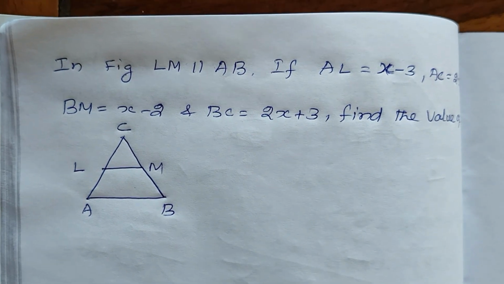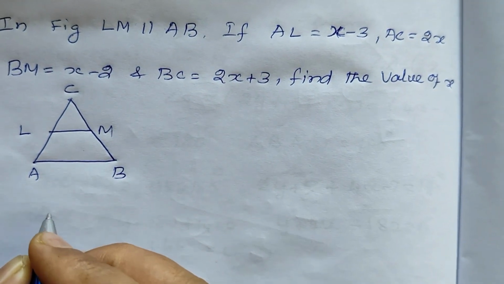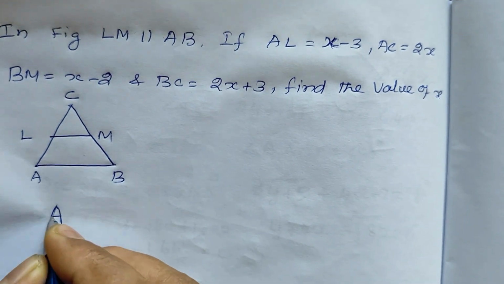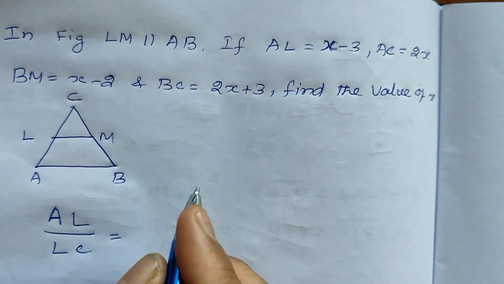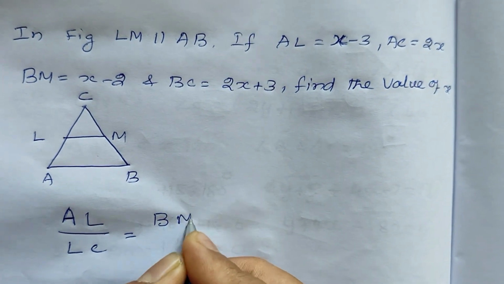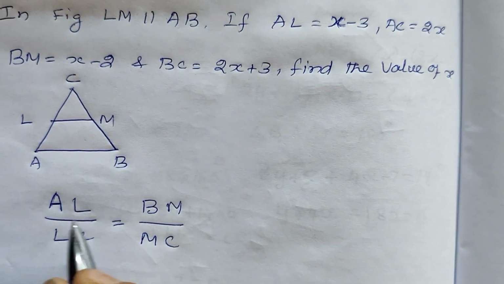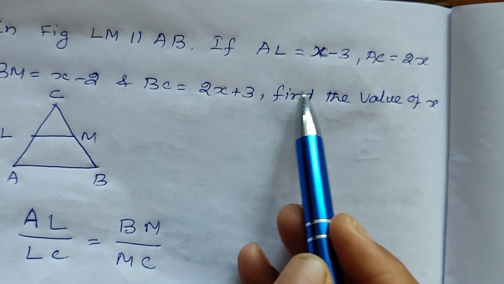Here LM is parallel to AB. Therefore, by the basic proportionality theorem, we get AL by LC equal to BM by MC. Here, how can we write LC? In the problem, LC is not given.